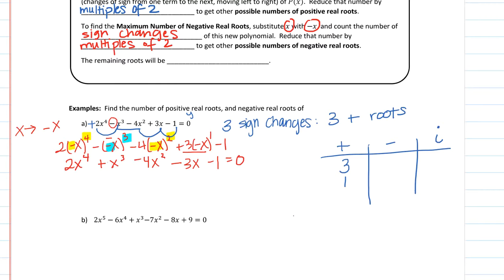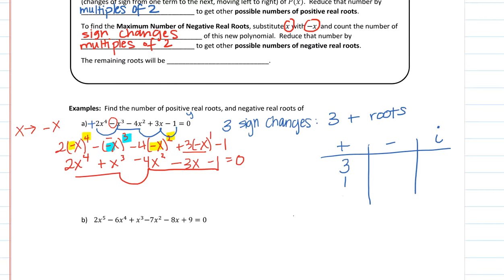Now we repeat the process of looking at how many sign changes we have. Okay, we have 2x to the fourth to positive x cubed. So this goes positive to positive. Then we go positive to negative. That's a sign change. Then we go negative to negative, stays the same. Negative to negative, stays the same. So there's only one sign change. That's the maximum number of negative real roots.